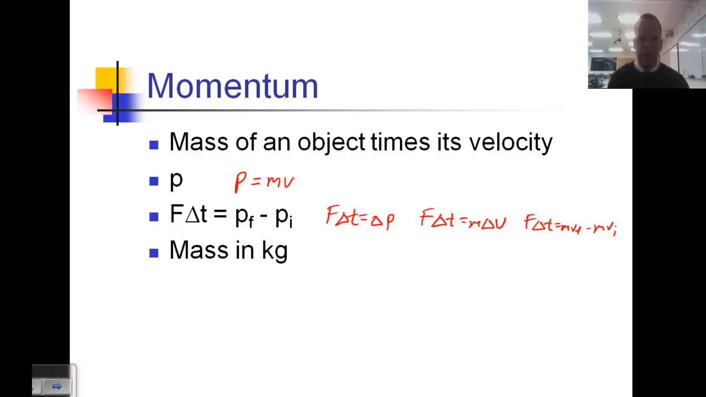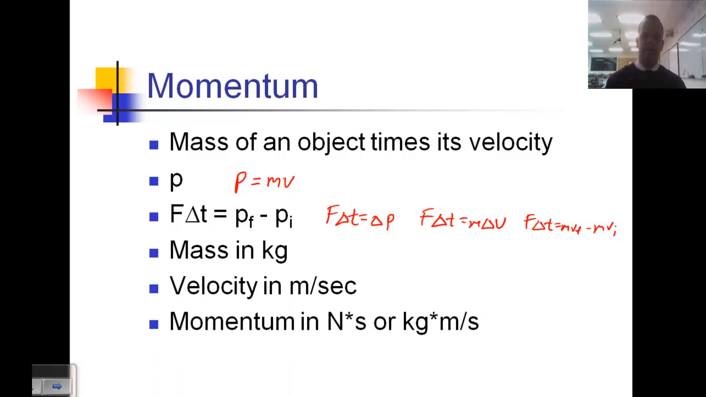The basic equation for momentum is mass times velocity. Mass is in kilograms, velocity is in meters per second, so the units for momentum are kilograms times meters per second. Newtons times second is also the same thing, and if you think about it, a newton is a force variable.